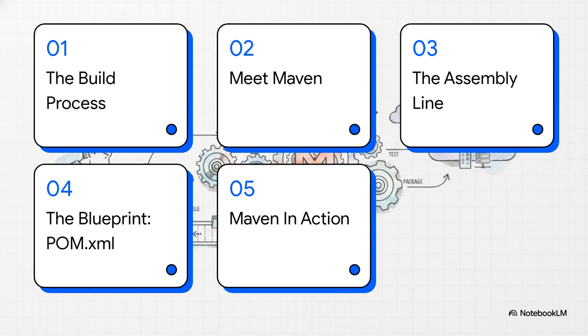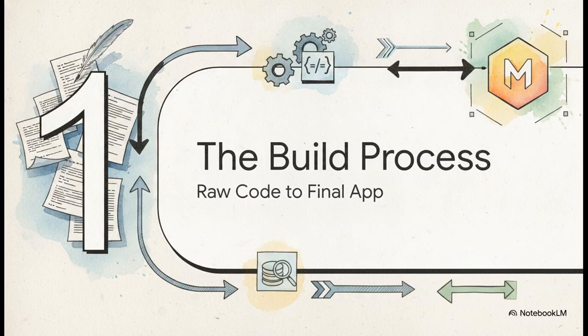Okay, let's quickly outline our roadmap for this explainer. First up, we'll cover the build process. Second, meet Maven. Third, the assembly line. Fourth, the blueprint, which is the pom.xml. And finally, we'll see Maven in action. Let's dive in. Starting off with section 1, the build process.